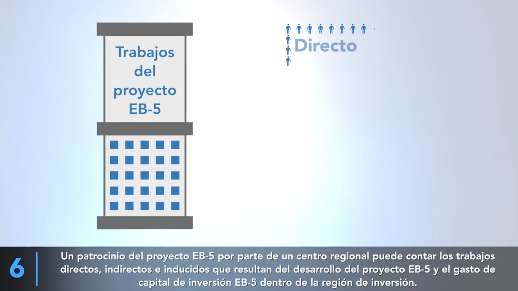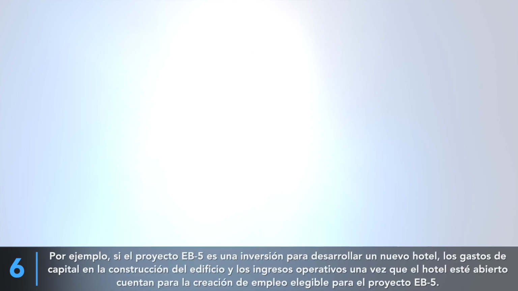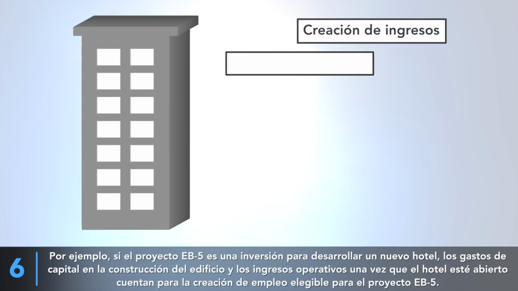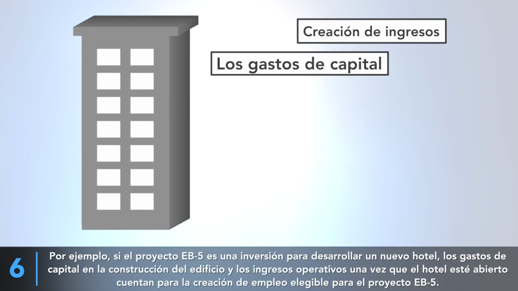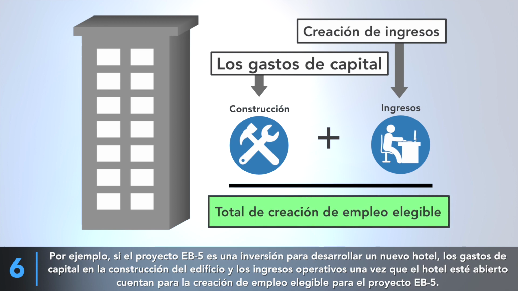An EB5 project sponsored by a regional center is allowed to count the direct, indirect, and induced jobs that result from the development of the EB5 project and the expenditure of EB5 investment capital within the investment region. For example, if the EB5 project is an investment to develop a new hotel, the capital expenditures on the construction of the building and the operating revenues once the hotel is open both count toward the project's EB5 eligible job creation.